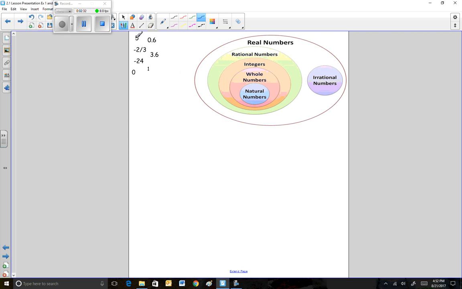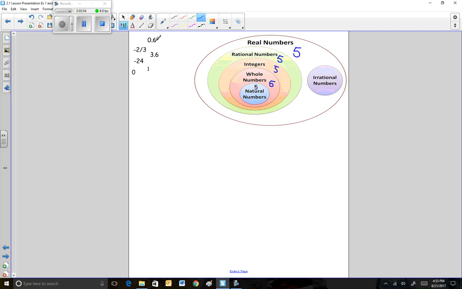If we have the number 5 and we want to decide which is the best category for it, our 5 can be placed into natural numbers because we could say the number 5 when we count. We could also write a 5 for whole numbers, a 5 for integers, rational numbers, and real numbers.